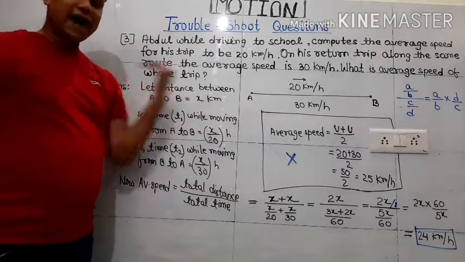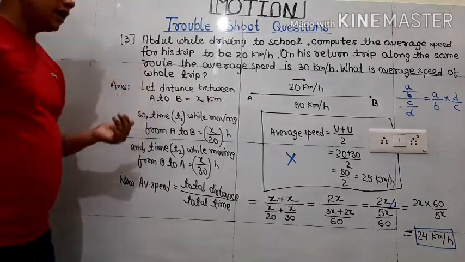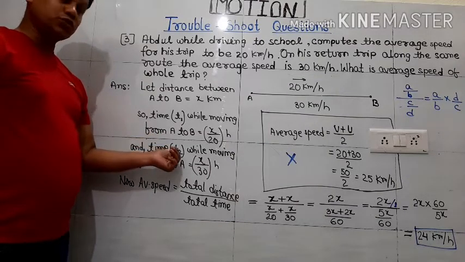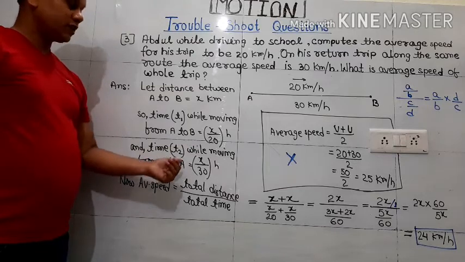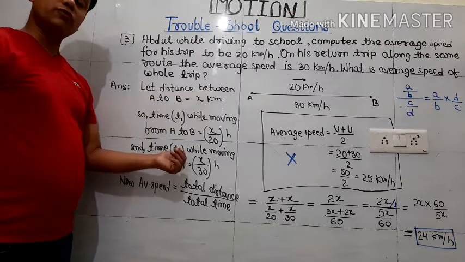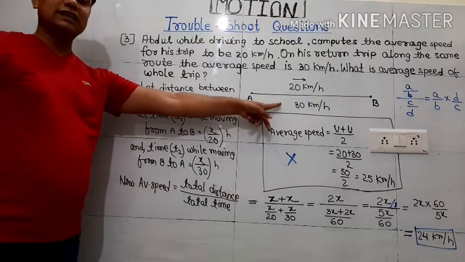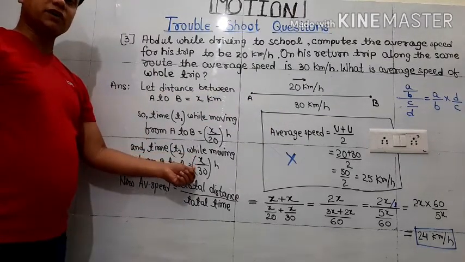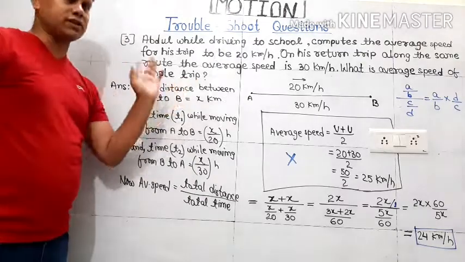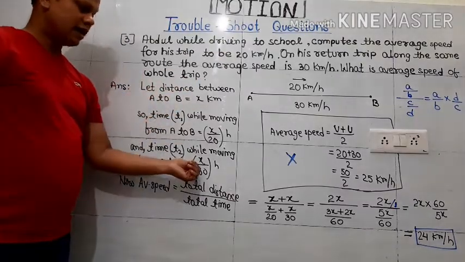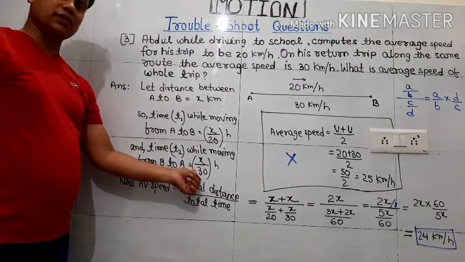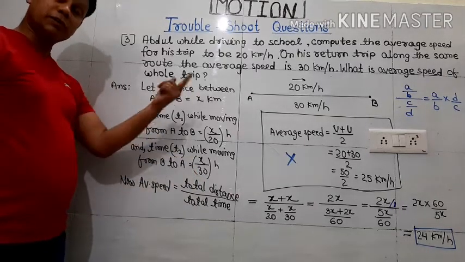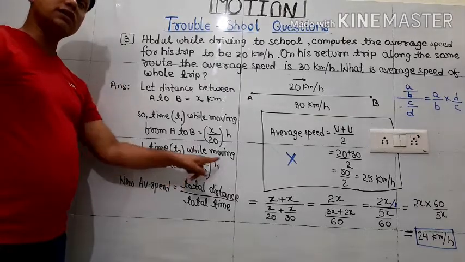Similarly, while coming back from school to home, again we have to find out the time. So for getting time T2 while moving from B to A, again the formula will be of uniform motion, because in this part also we are taking a single speed. So for time, again distance by speed. Here again the distance will be the same, because x kilometer only is the route, and 30 km per hour is the speed. So how much time is taken while coming back? That is x by 30 hours.